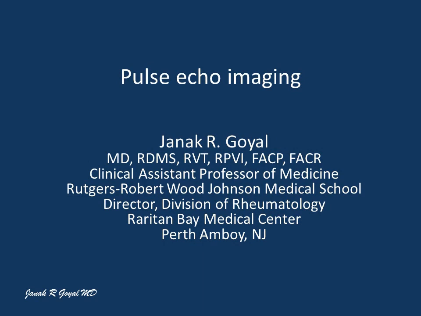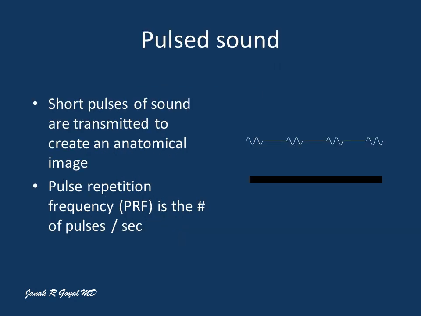The continuous sound cannot make anatomical images, hence pulse echo imaging is used to achieve this goal of creating anatomical images. The short pulses of sound are transmitted to create an anatomical image. The commonly used term PRF stands for pulse repetition frequency, which is the number of pulses per second.